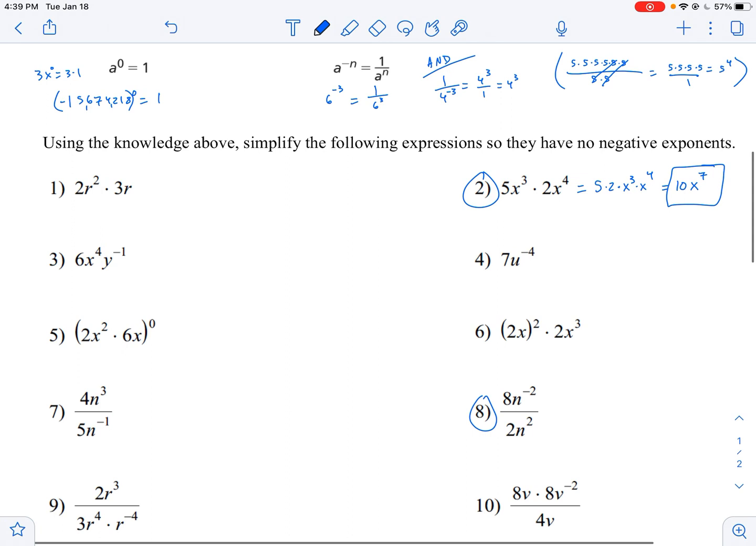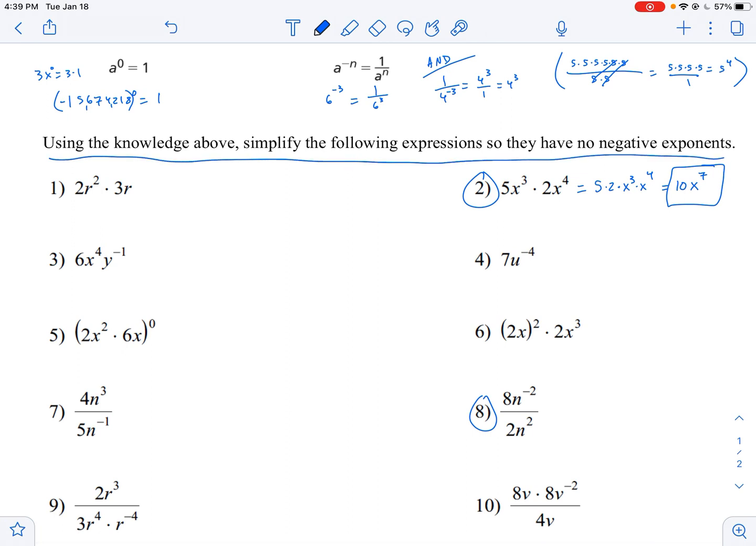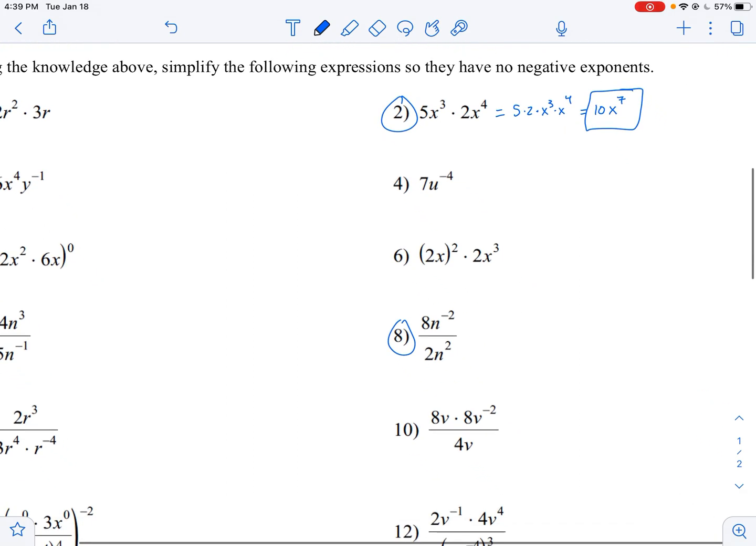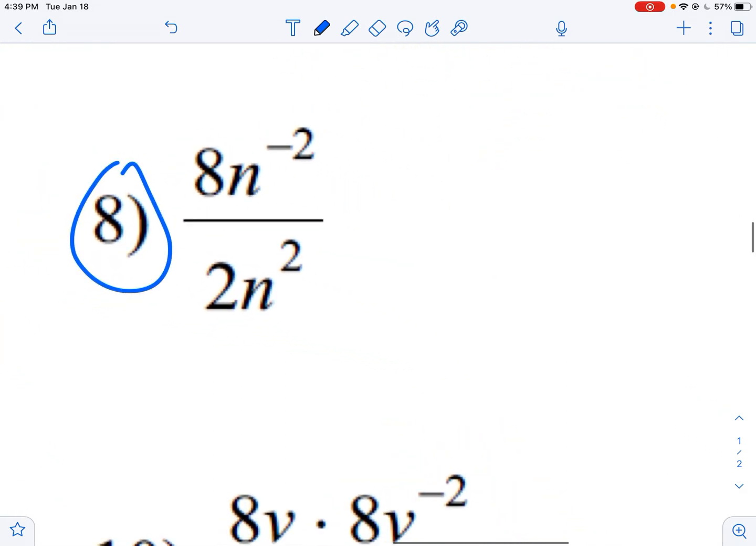If you haven't read the directions, you should probably do that. We don't want to leave any negative exponents, which is going to come into play on numbers 8 and 11, and you're going to see that soon.